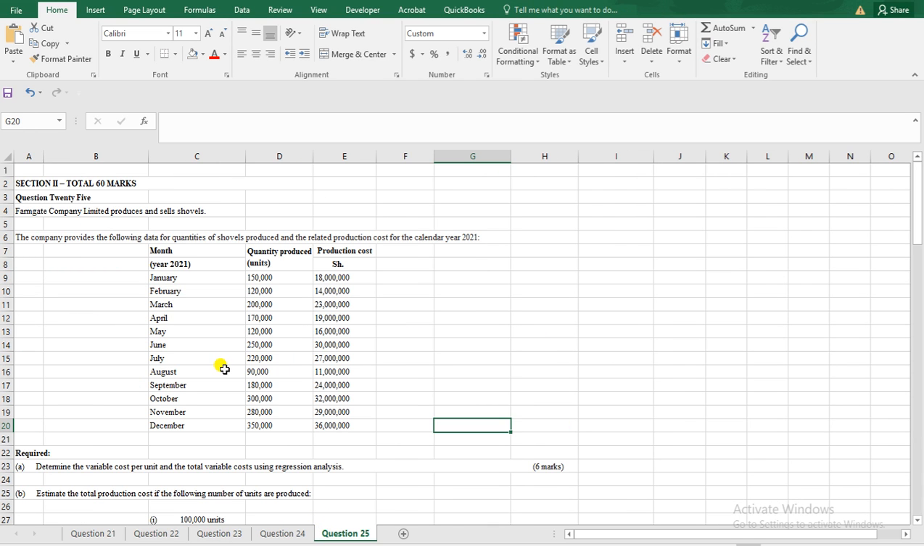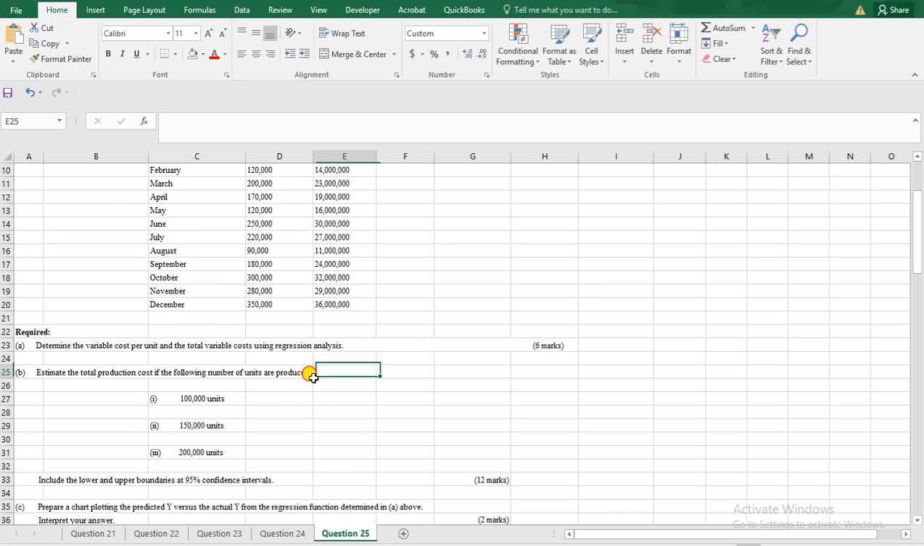So today's session, I want us to look at regression analysis, application of BDA in management accounting. So in this question, we are told that Fragment Company Limited produces and sells shovels. The company provides the following data for quantities of shovels produced and related production cost for the calendar year 2021. I'm given the month, quantity produced, and production cost.